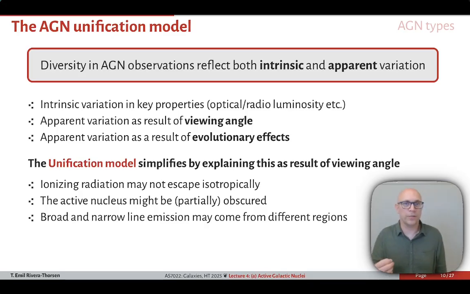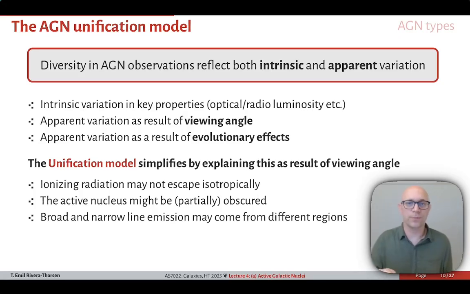This is where the unification model comes in, and the unification model is perhaps the most important part for you to take away from the whole topic of AGN. This simplifies how we understand AGN by explaining this as a result mainly, but not purely, of differences in viewing angles.